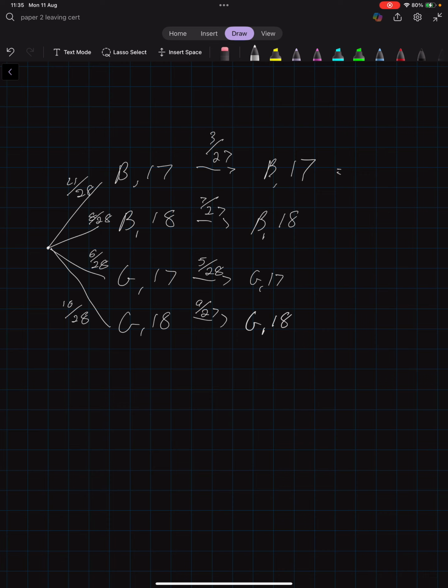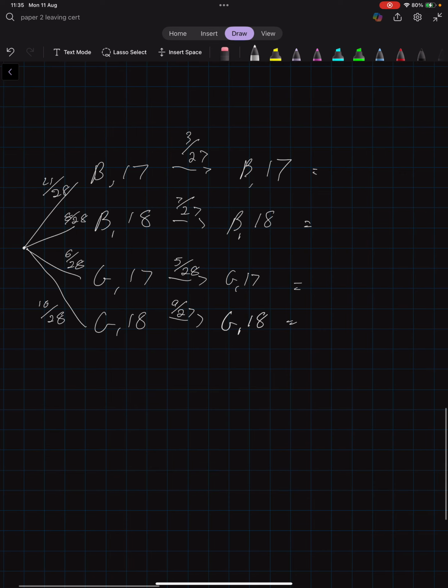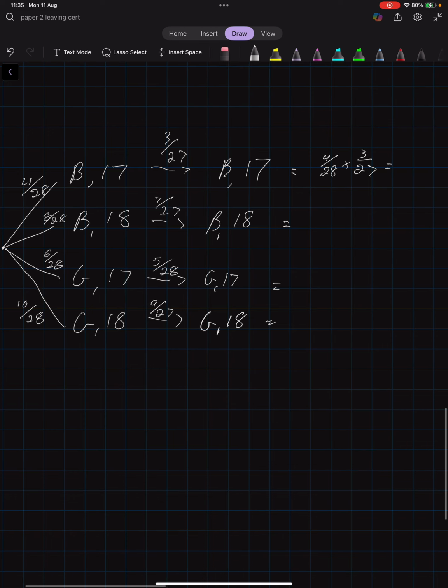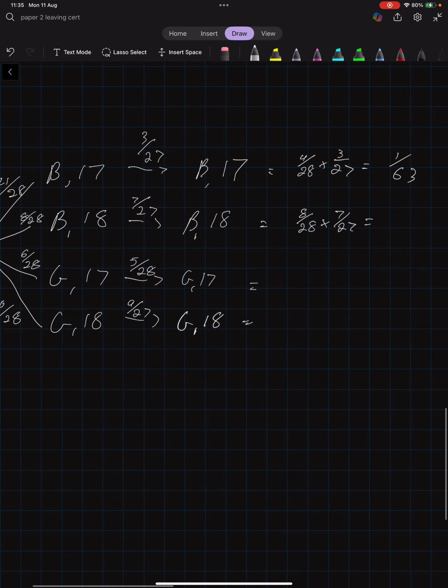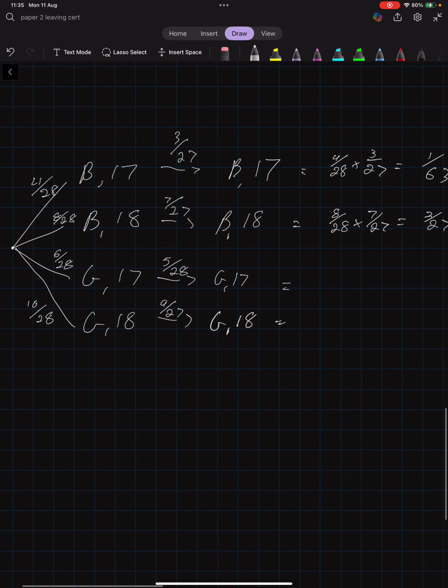Again, you multiply these, so it's going to be 4 over 28 times 3 over 27. That's going to be 1 over 63. You have 8 over 28 times 7 over 27. That's going to be 2 over 27. You have 6 over 28 times 5 over 28. Sorry, those two are wrong. No, sorry, just this one. Sorry, obviously that should be 27. Because I picked one of the students, so I'm 1 less. Okay, so sorry if that was confusing, that was a mistake.